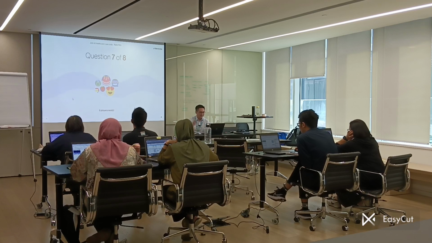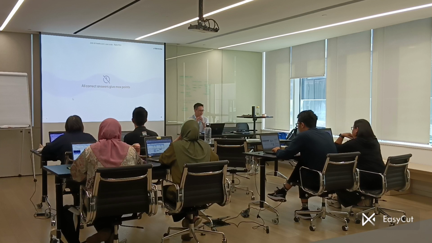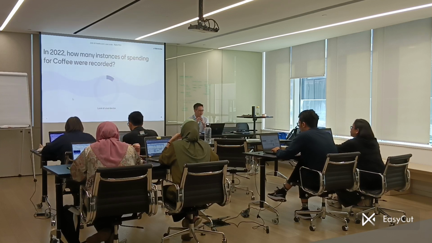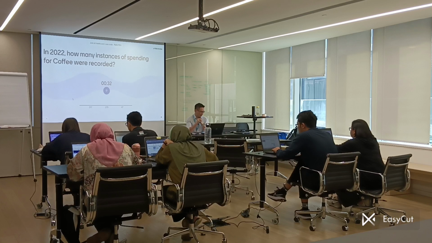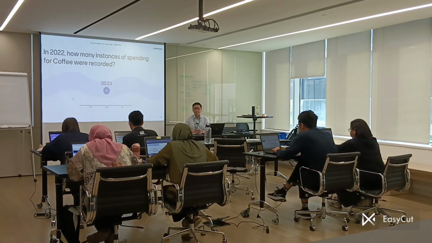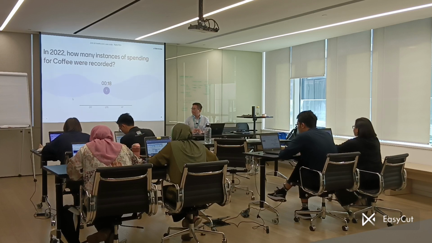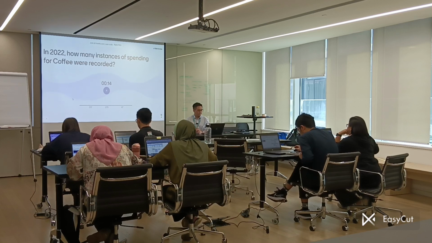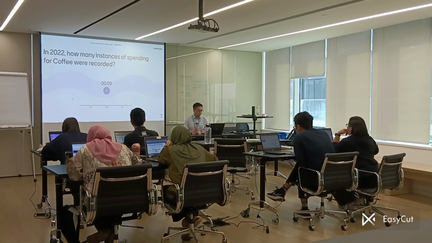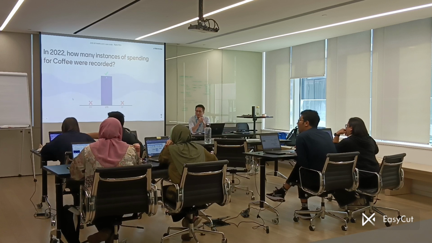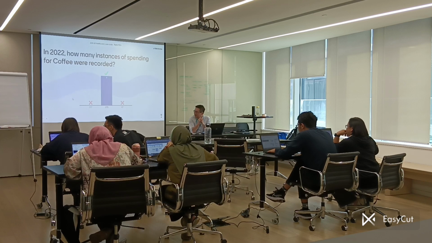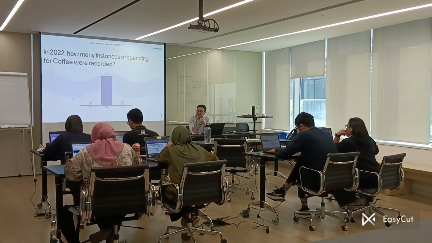Question 7. How many times we buy coffee? The answer is 270. Okay, all right.